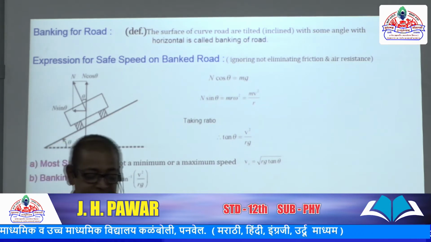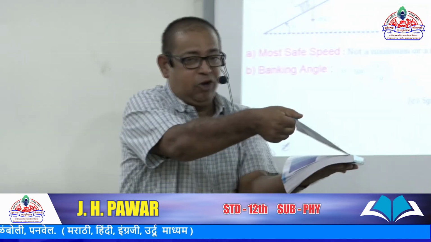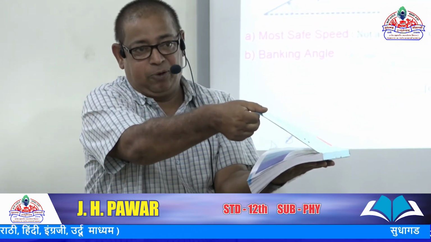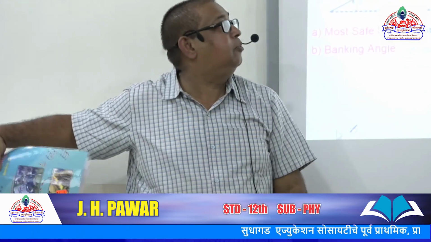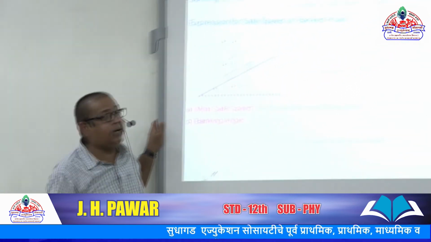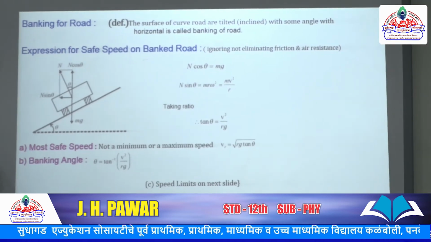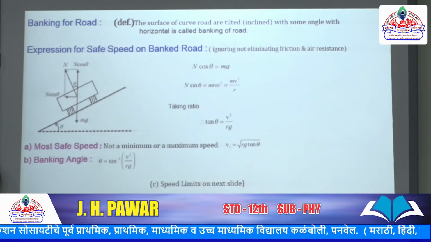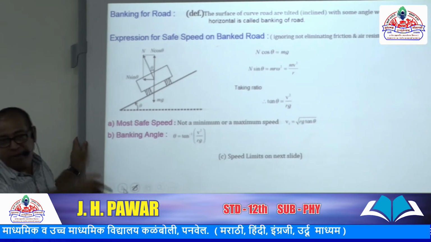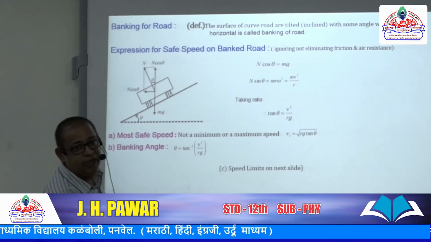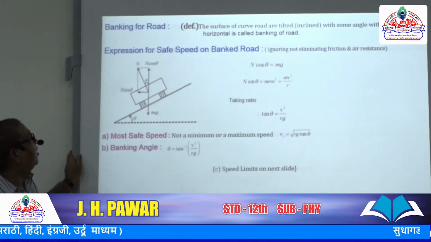Suppose here is the horizontal level, then this road is inclined just like it, making a certain angle with the horizontal. Then it is called a banking approach. Then once again we go through the definition. It is given in your book. The surface of a curved road is tilted, or you can say inclined also, with some angle with the horizontal. It is called banking of road.